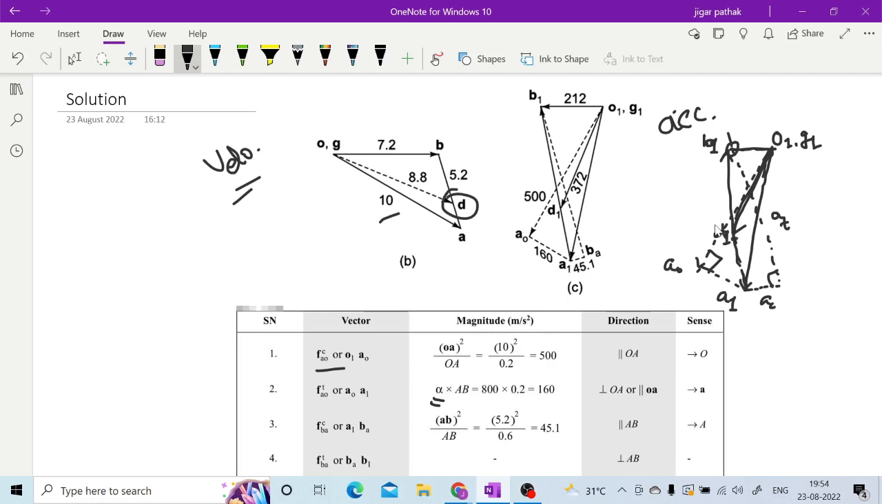Sir, could you please again explain about the acceleration diagram? Yes, I can repeat it once again. Even if you do it at the end of the session, that would be fine.